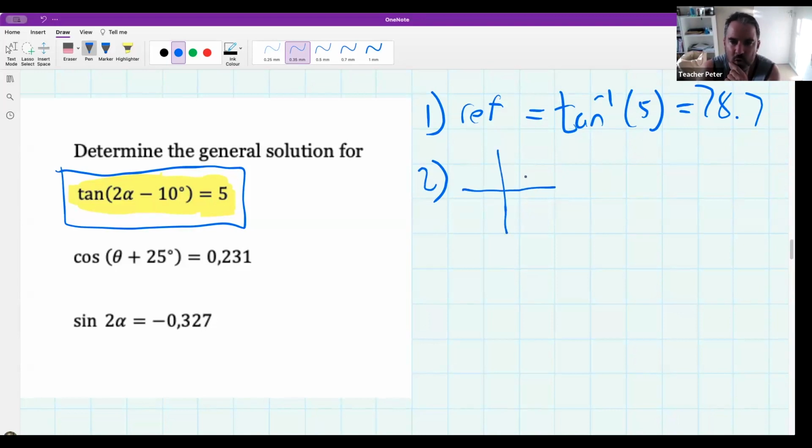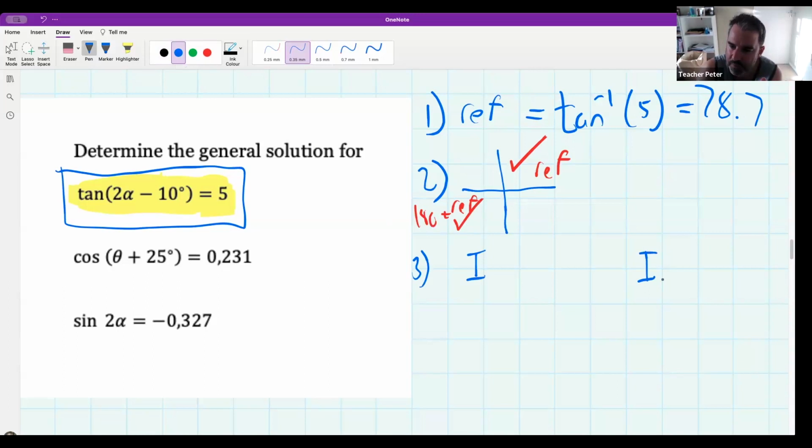Quadrants, yes. Where is tan positive? Exactly. And tan is positive in quadrant 1 and quadrant 3. Now, I'm even going to put the formats here. Now, what is interesting is that with the tan, and this is where there's two ways you can do this.